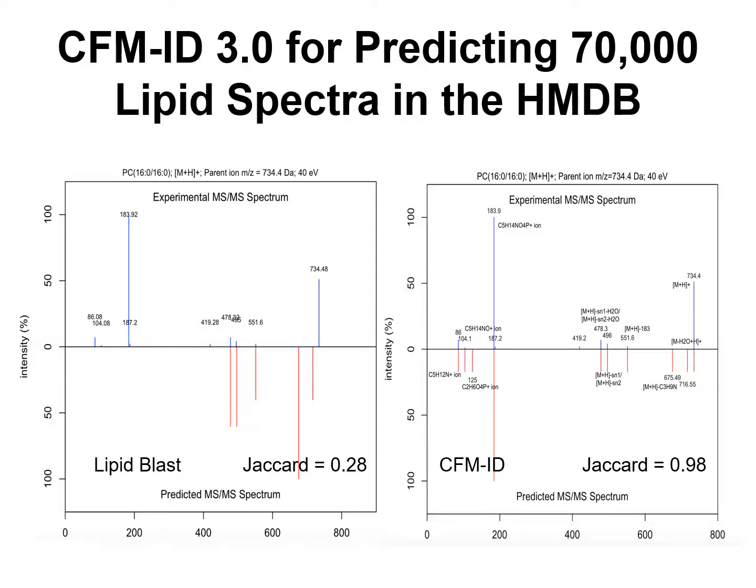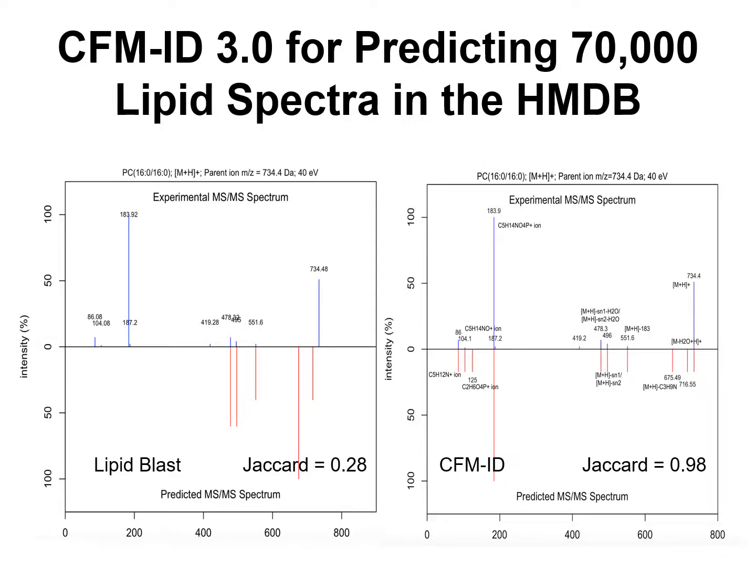On the left is a tandem spectrum predicted using LipidBlast, same compound, same lipid. In this particular case, LipidBlast didn't do very well. It had a Jaccard score of about 28%. Normally, LipidBlast is much better, but this is an example where sometimes the spectral predictions don't work particularly well.